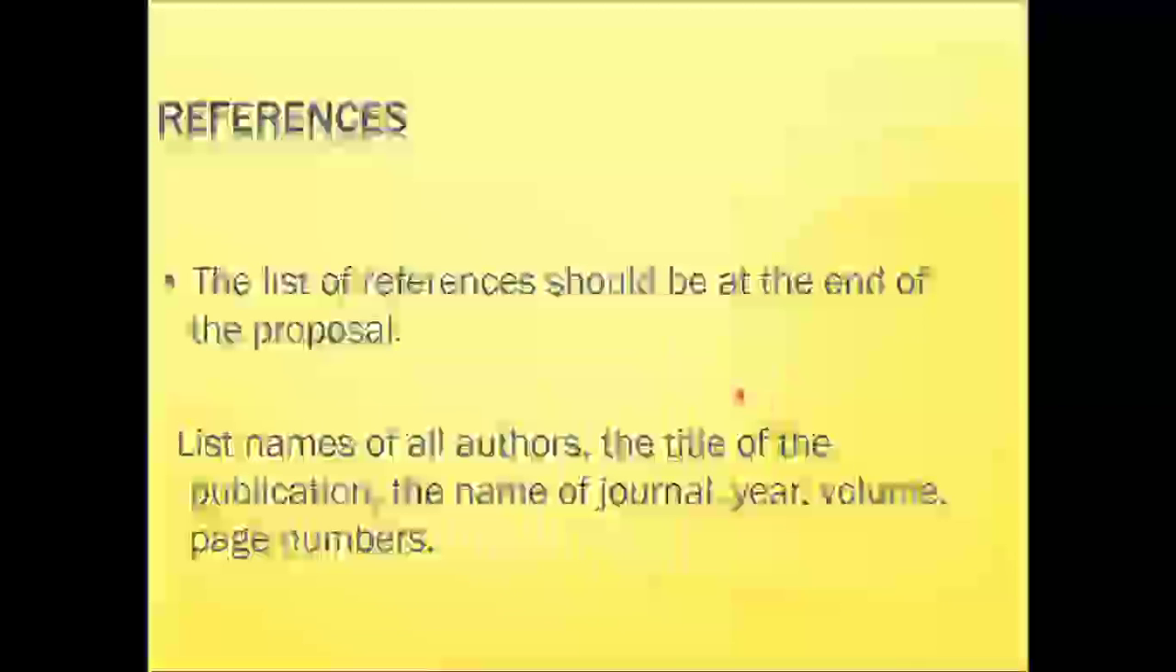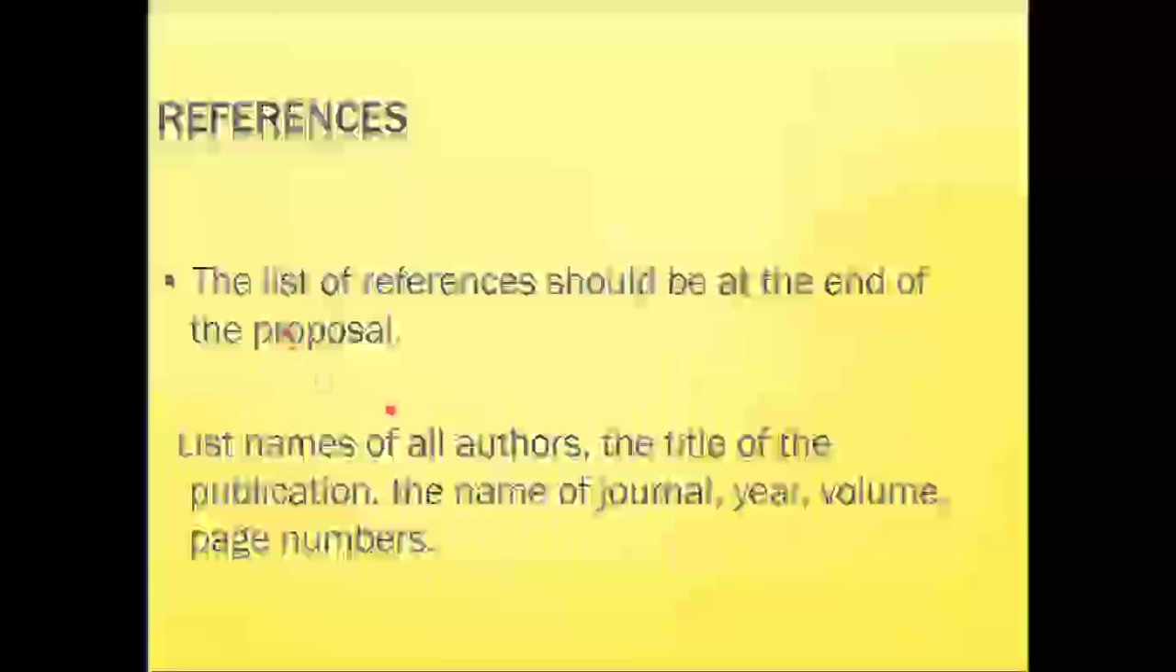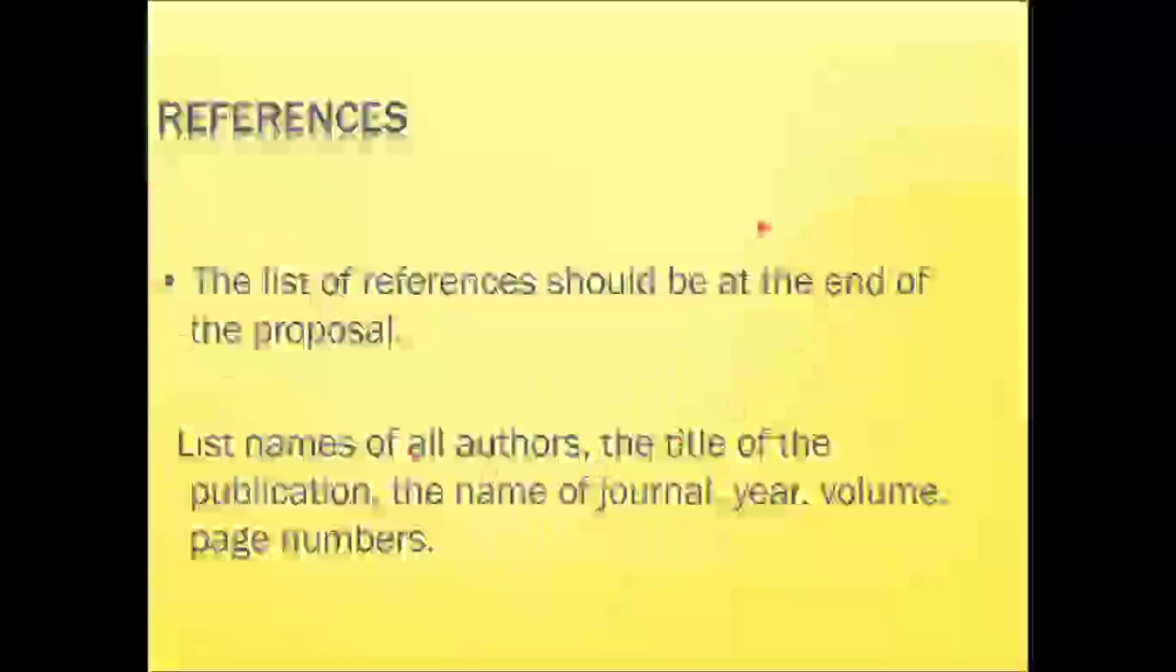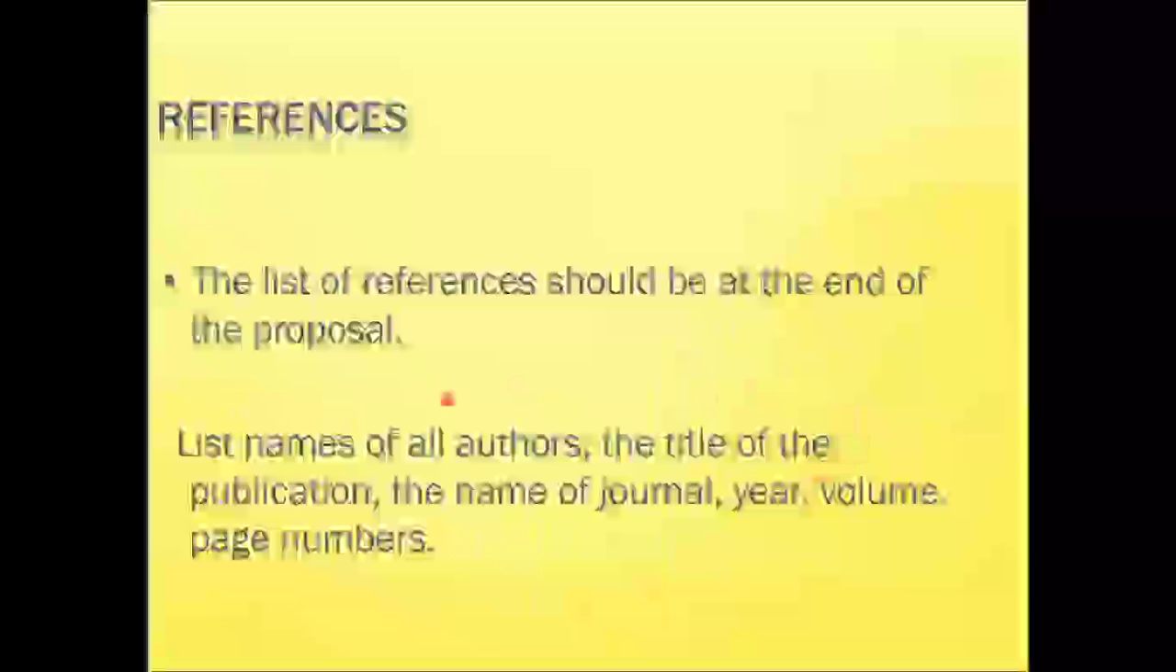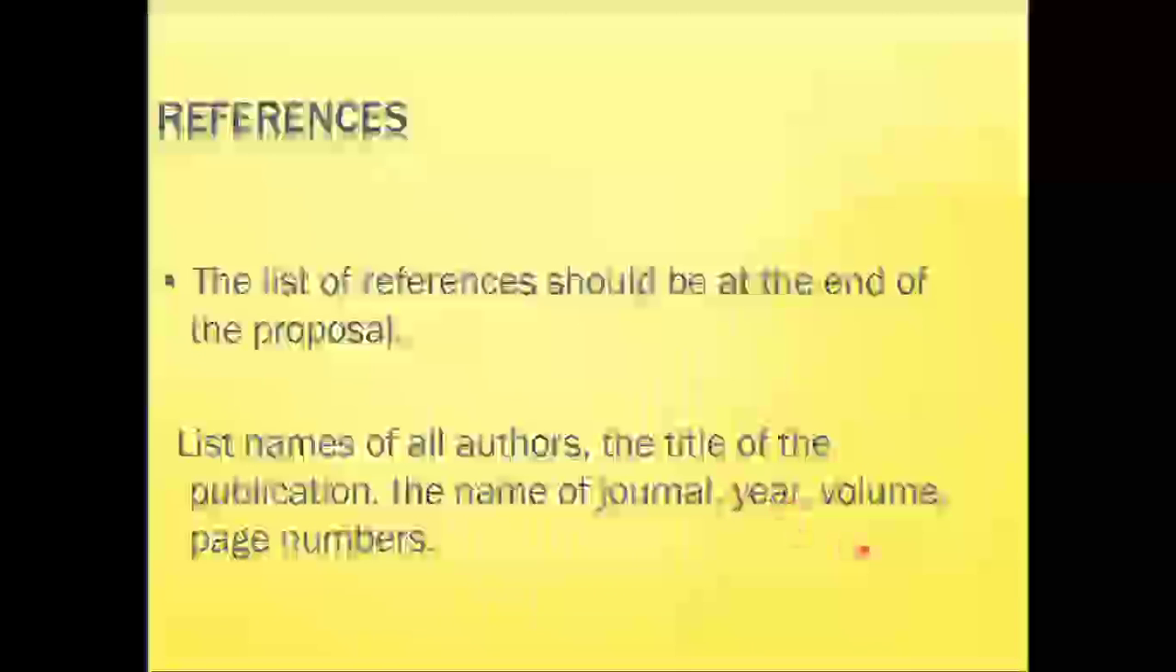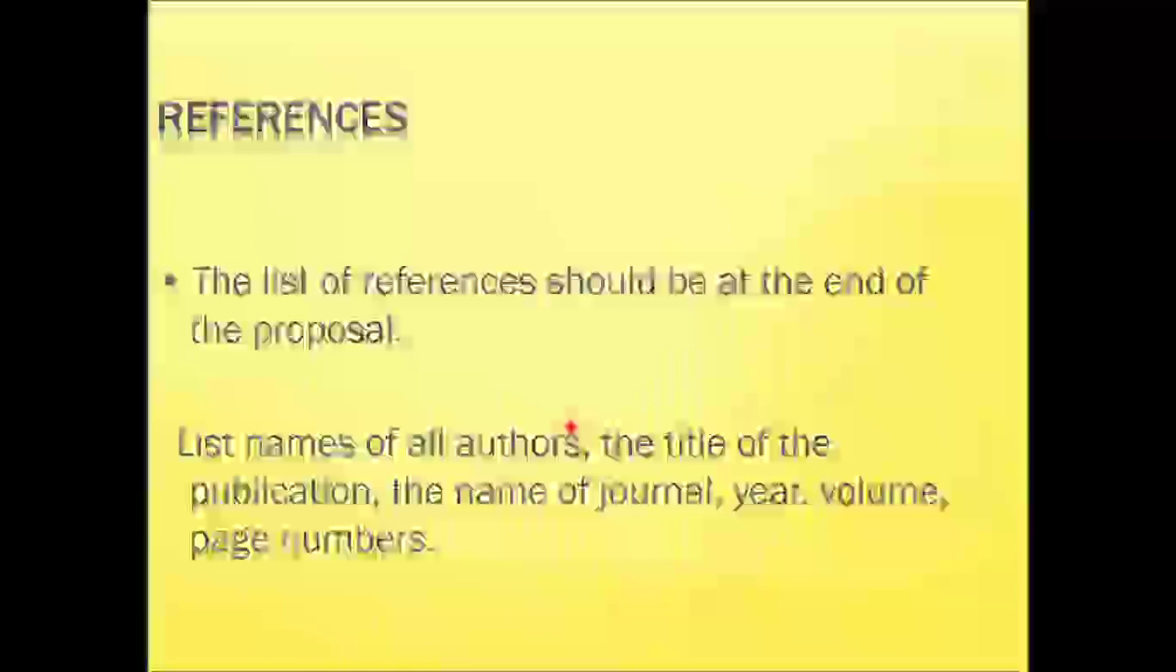Then there are your references. Once you have done everything, the list of references should be at the end of the proposal. You should name all the authors, title of the publication, the name of the journal, year, volume, page number. This is one particular pattern. Then there is the Vancouver style, which this particular pattern tends to follow. There is Harvard style and many other styles. Now that depends upon what the particular agency or the particular institute wants from you. How that particular agency wants your referencing to be done, you have to do the referencing accordingly.